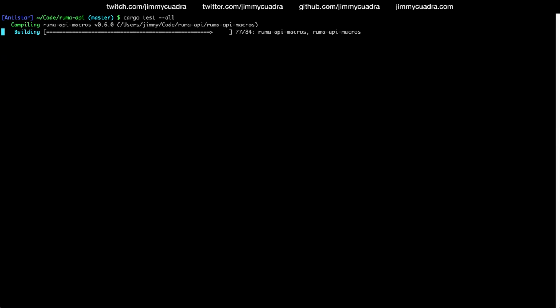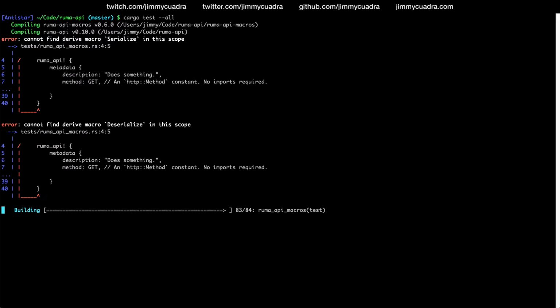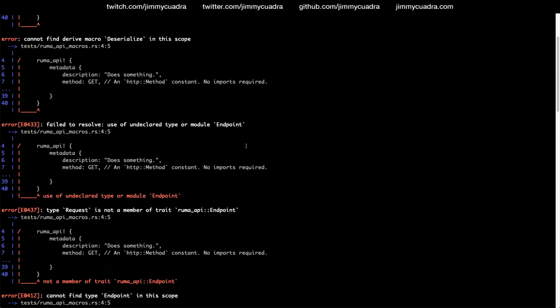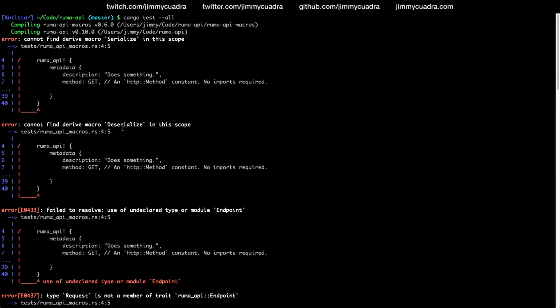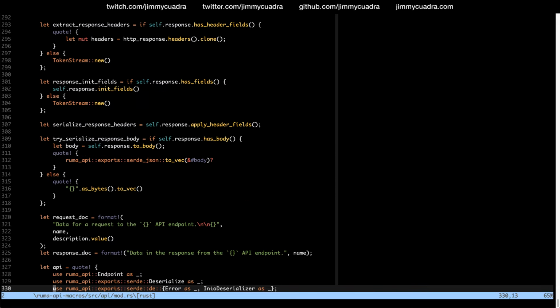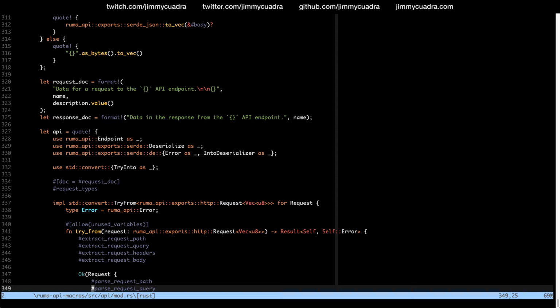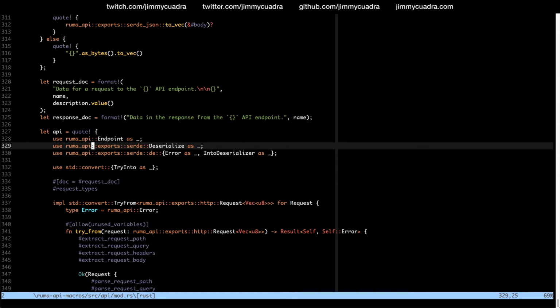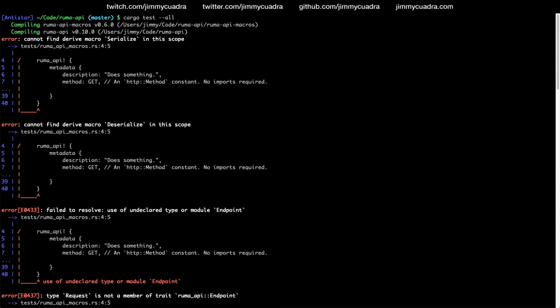Let's try running cargo test again. Okay, so we're still complaining a little bit. It really doesn't like that I don't have Serialize and Deserialize in scope, which is pretty frustrating. I thought... Didn't I import those, though? Let's see. Yeah, I am importing them. Oh. Can't find derive macro.